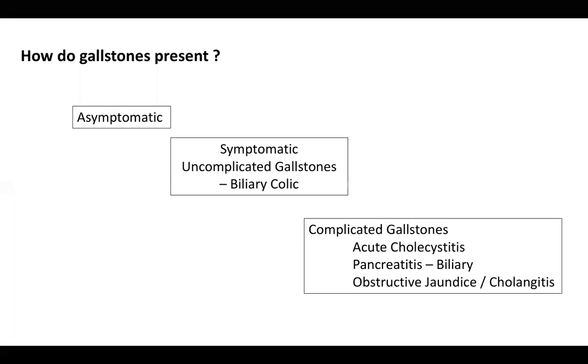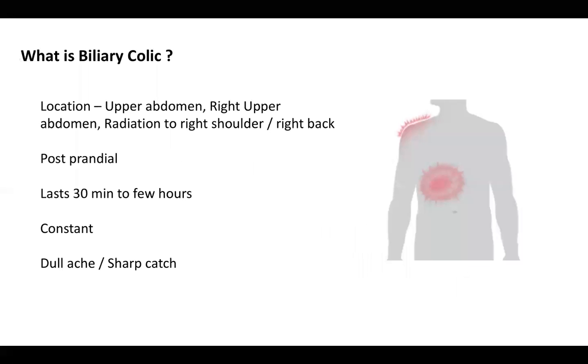Okay. So how do gallstones present? Gallstones present under three clinical scenarios. One is asymptomatic. One is symptomatic but uncomplicated gallstones, that is only biliary colic. The third is complicated gallstones, either in the form of acute cholecystitis, biliary pancreatitis, obstructive jaundice, or cholangitis. Let us look at each of these three things separately.